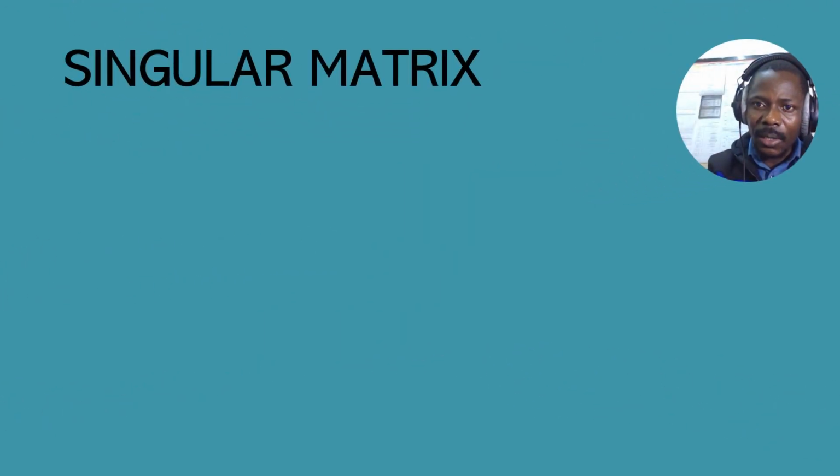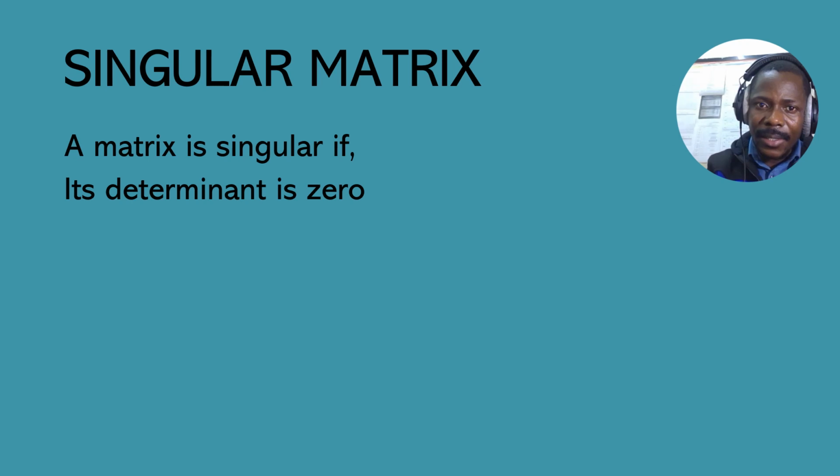Let's remind ourselves about a singular matrix, what it really means when we say this matrix is singular. A matrix is singular if its determinant is 0, and it has no inverse. That simply means a matrix is singular if it has a 0 determinant. A matrix with a 0 determinant has no inverse. That's the implication. Let's proceed.